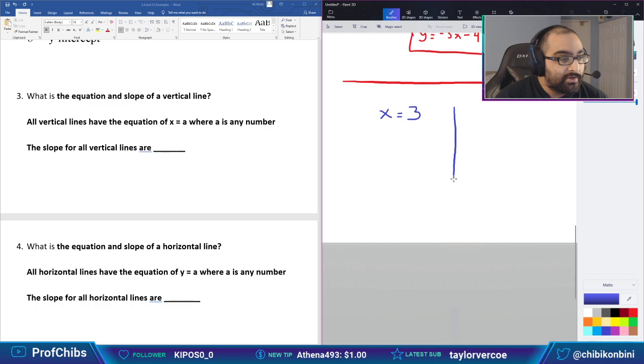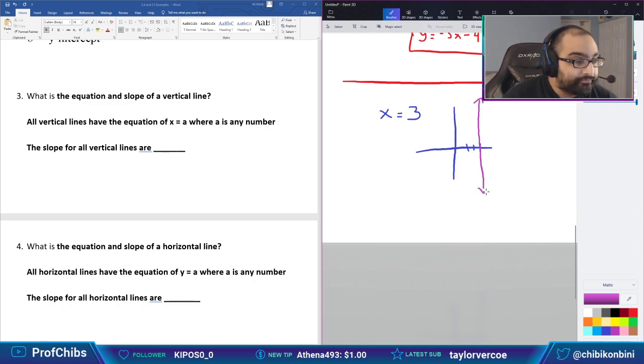So what does the graph of x is equal to 3 look like? Well, it's a vertical line. It's going to look like this, the line in purple here. There you go. That's a vertical line. Now the question I have is, what's the slope of that vertical line? Numbers 3 and 4 are unique slopes that we can find in particular lines. What is the slope of a vertical line?